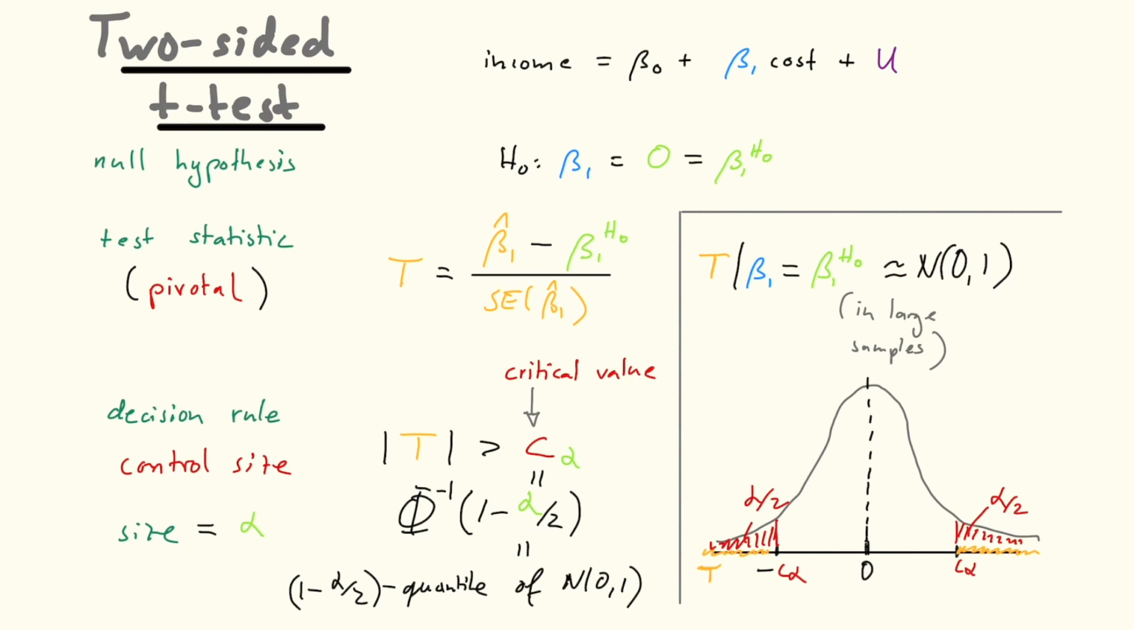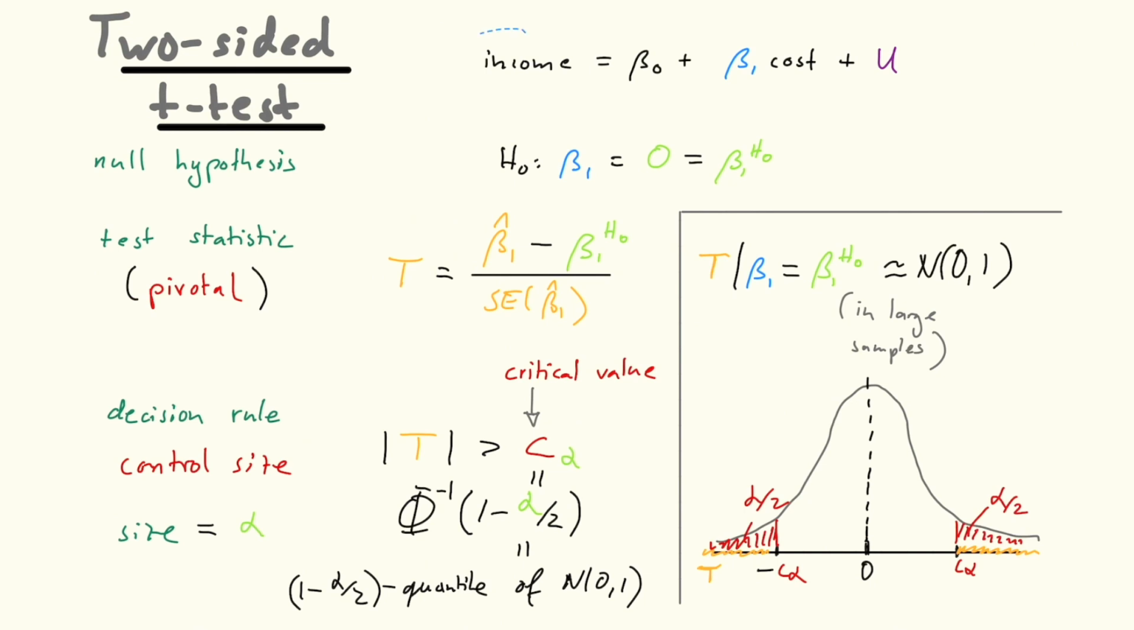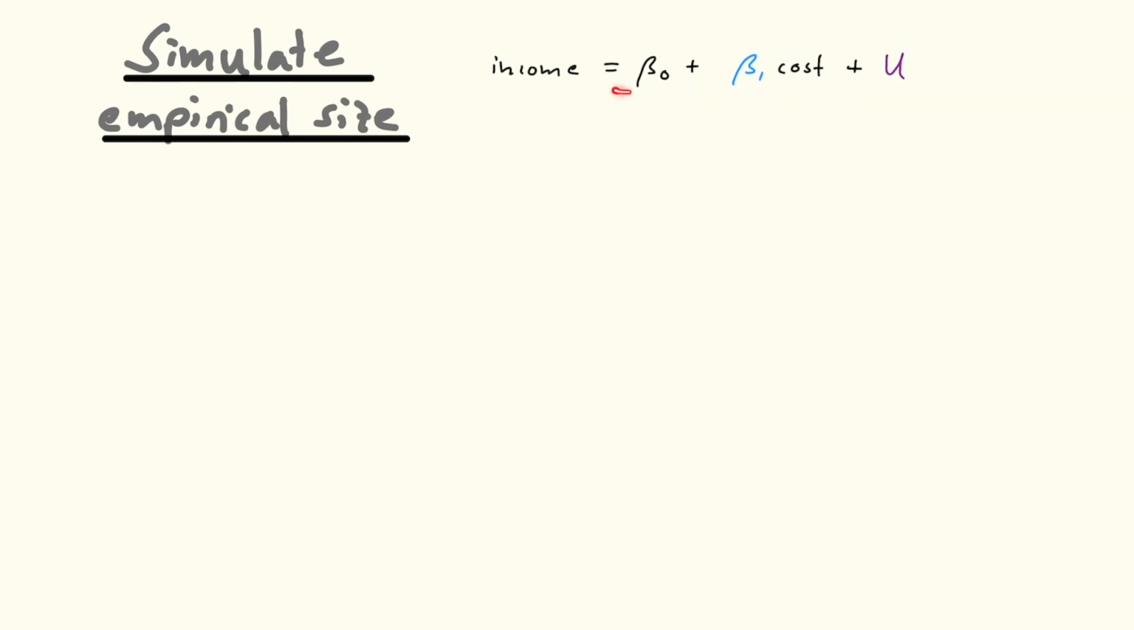We start with size, and the way we're going to study the size of this test is by simulating the empirical size. We already know that in order to draw simulated samples, we first have to specify a population. We will define this as the population model. We have to decide on concrete values for beta 0 and beta 1. We just use the values we already used previously: 40,000 for the intercept and 3 for the causal effect.